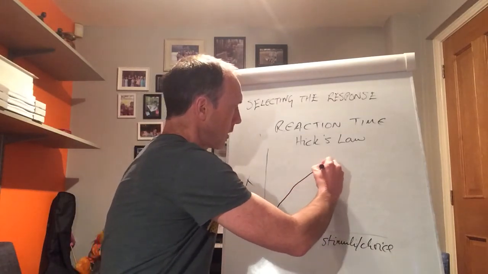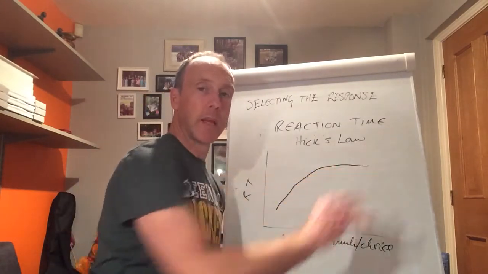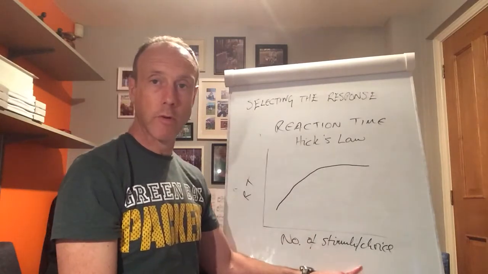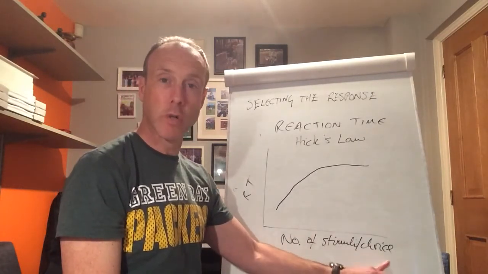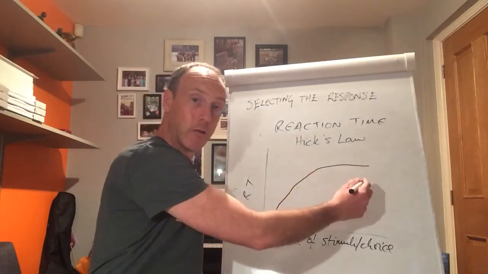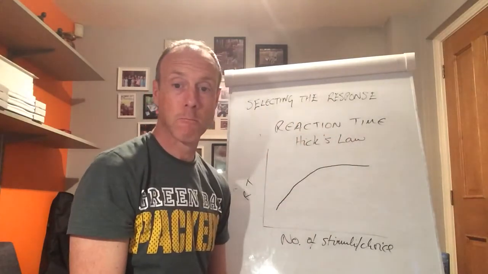what I see actually is I see the time it takes increasing. As it gets to a certain point, it begins to plateau, but essentially what Hick's law says is, as we increase the number of stimuli, as we increase the number of choices to that stimuli, so the number of responses, our reaction time increases. Okay, we take longer to select our response.